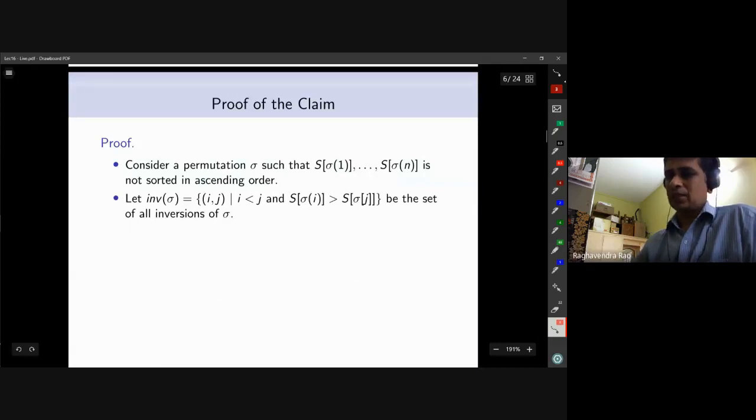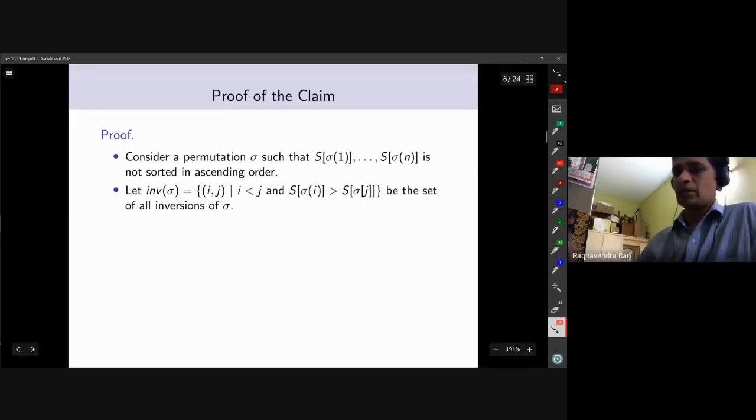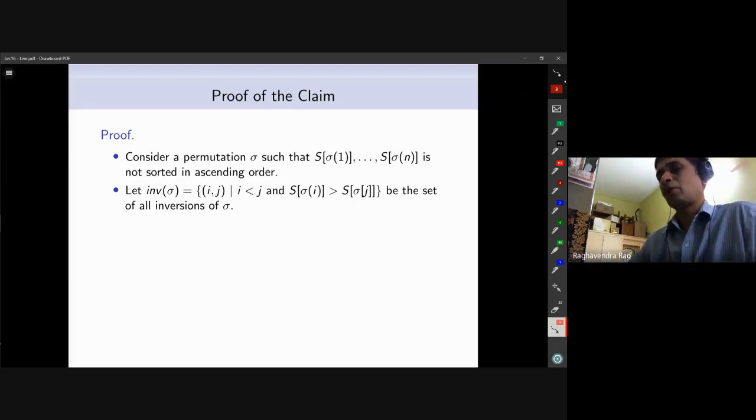So let's consider the following set. Let's call it inversions of sigma. It is the set of all pairs i, j such that i is less than j, with i and j in 1 to n, but if you look at the corresponding positions with respect to the permutation, that is s of sigma i and s of sigma j in the array, they are out of place. So if the array was in sorted order, it should be that s of sigma i is less than or equal to s of sigma j, right? Now we are saying it is not the case. That is, it's an inversion.